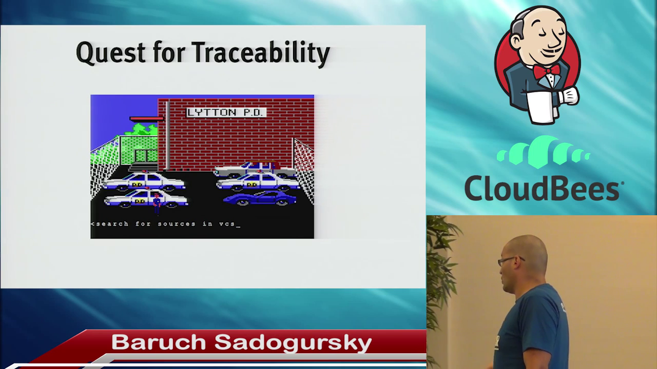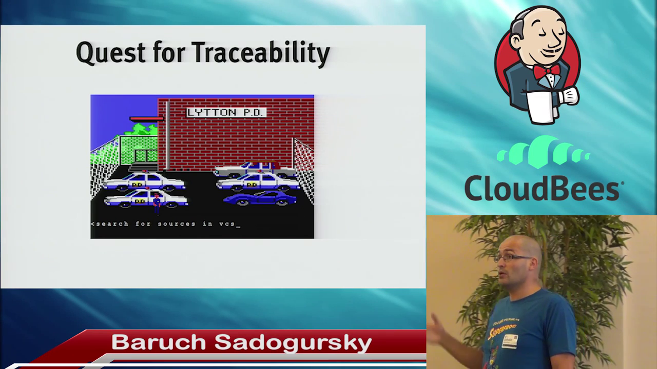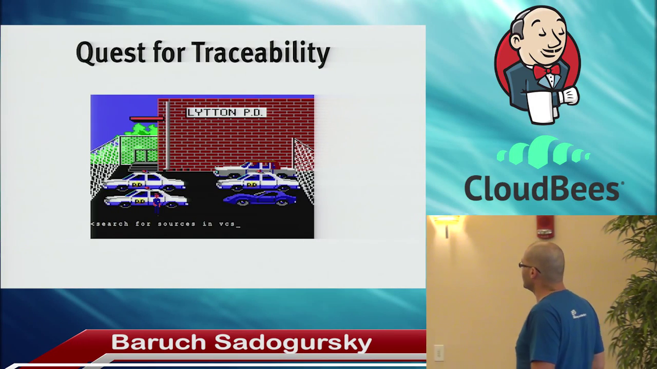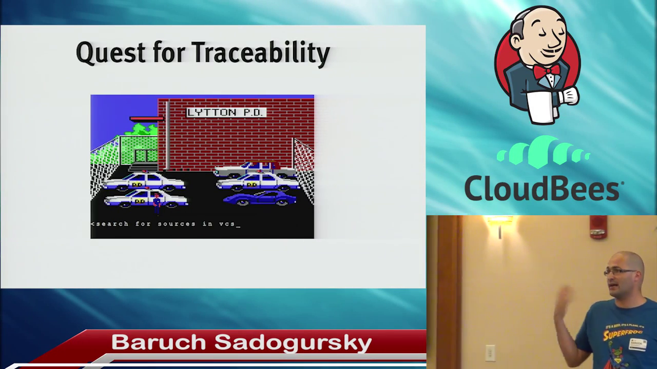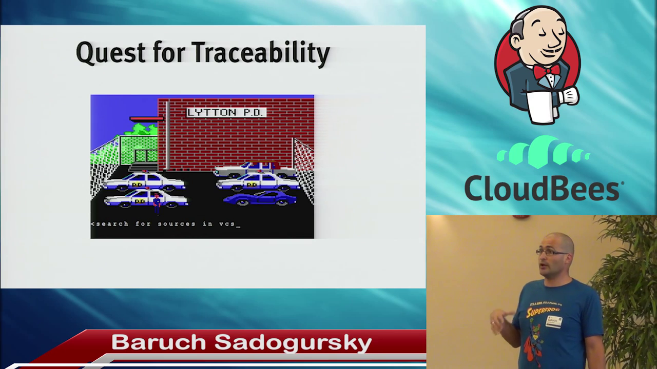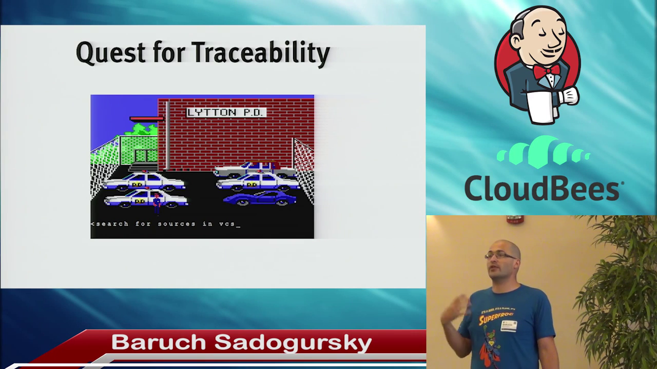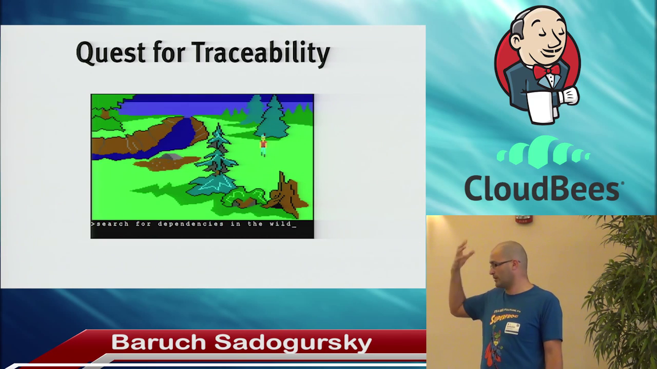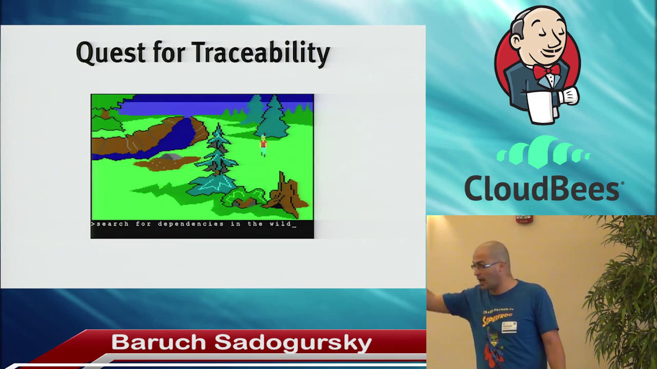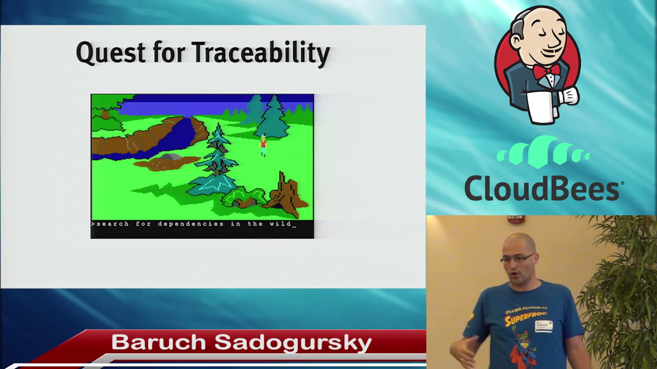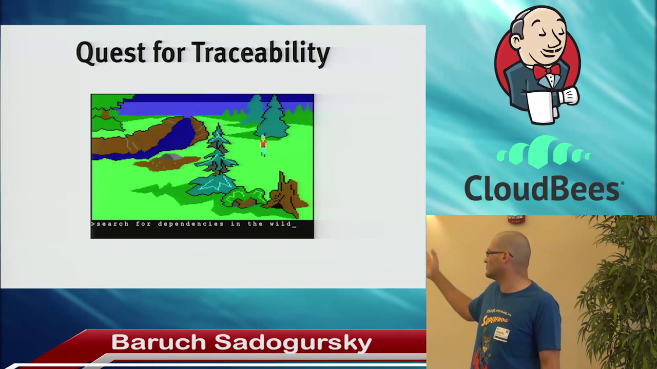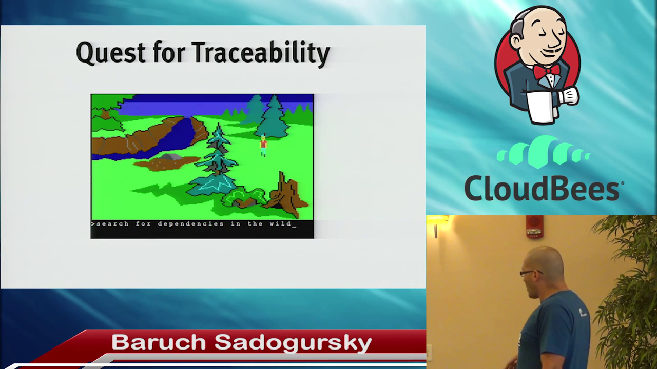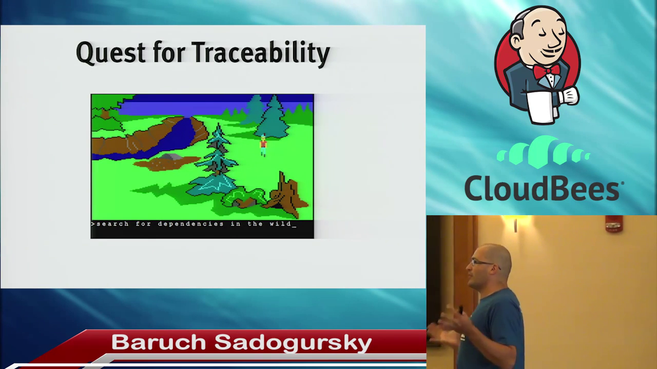And why do you care? Mainly for two reasons. You need it for traceability, because sometimes you need to go back in time and try to recreate the exact build process that you actually had half a year ago, or a year ago. So what do you need in order to recreate the build?